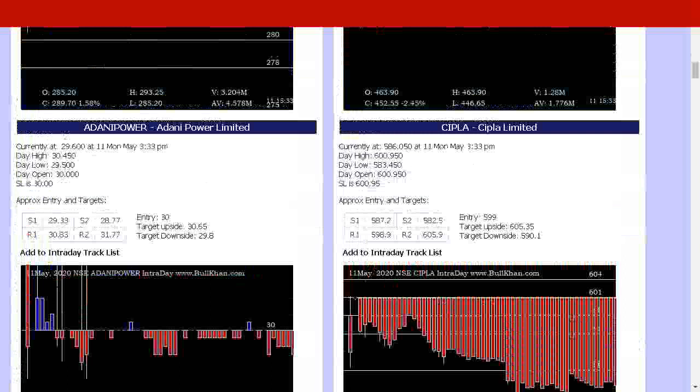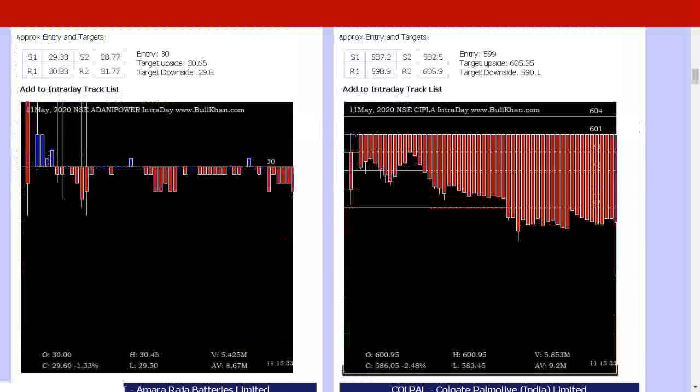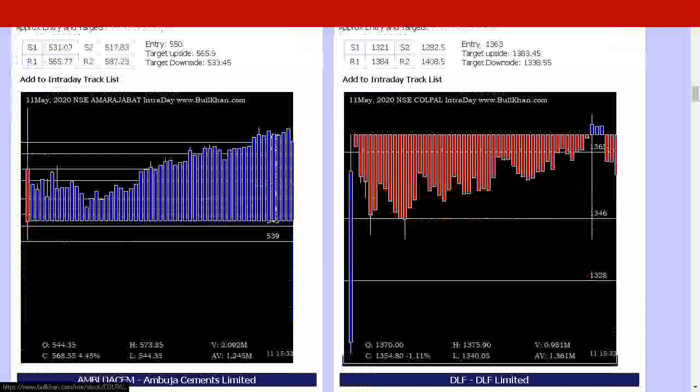So as you can see, the second stock is here also. Here also we got our target. Sorry, not target, our profit.